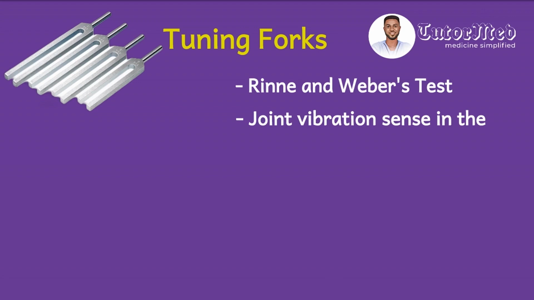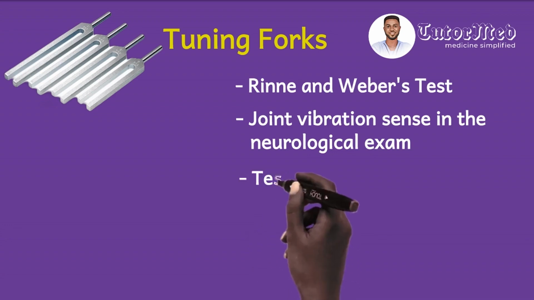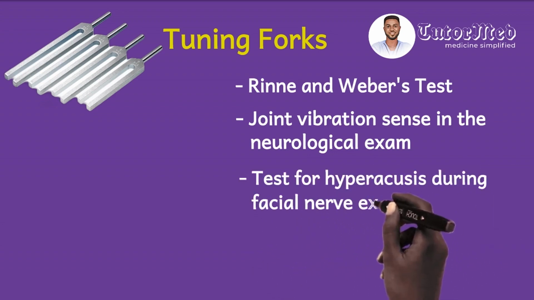Then next, we have the joint vibration sense in neurological exam. The tuning fork is struck and the patient, with the eyes closed, is asked whether he can perceive the vibration of the tuning fork. Here, the frequency used is the 128 Hz tuning fork. Then sometimes during facial nerve examination, the tuning fork is used to test for hyperacusis, which is exaggerated hearing, and can be present in a patient with facial nerve palsy.